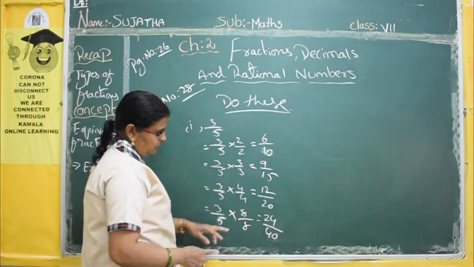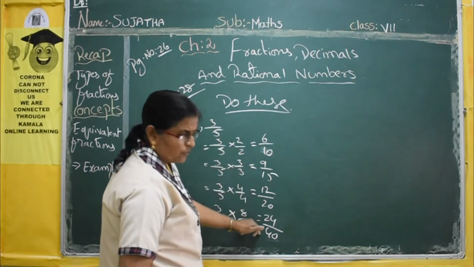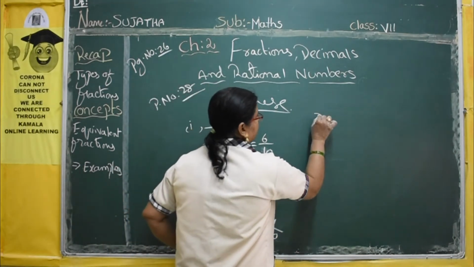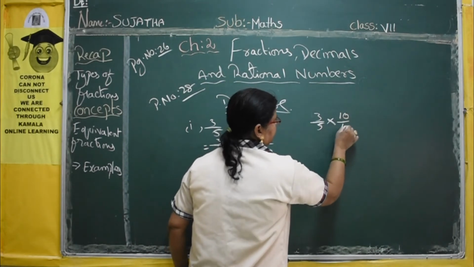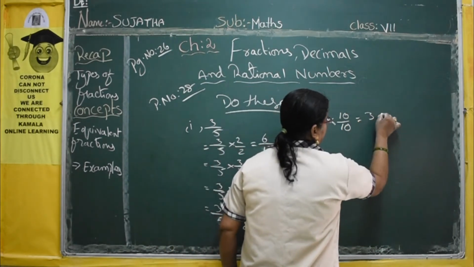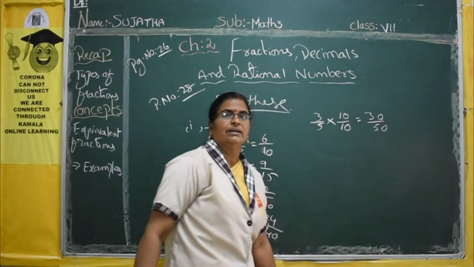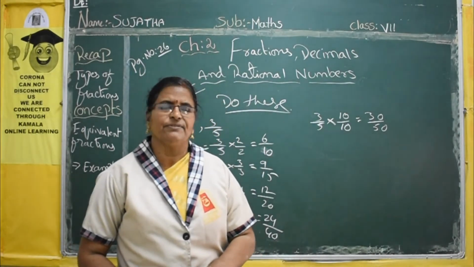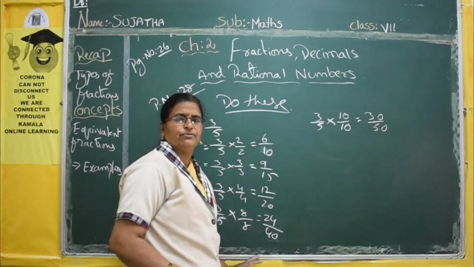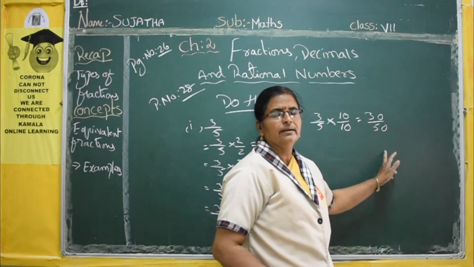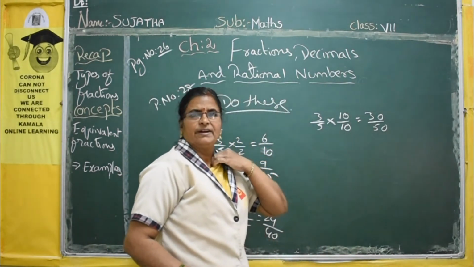Now, one more is asking. 1, 2, 3, 4 we got. One more, 3 by 5 into, now I want to take 10 by 10. Then what will I get? 30 by 50. So what are the 5 equivalent fractions? 6 by 10, 9 by 15, 12 by 20, 24 by 40, 30 by 50. These are the 5 equivalent fractions.